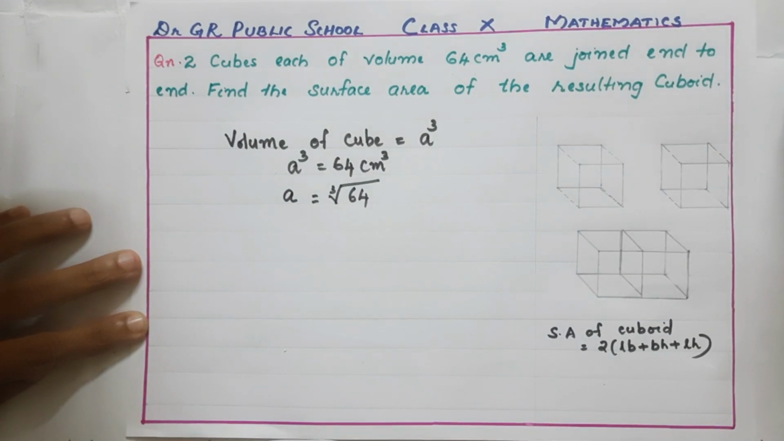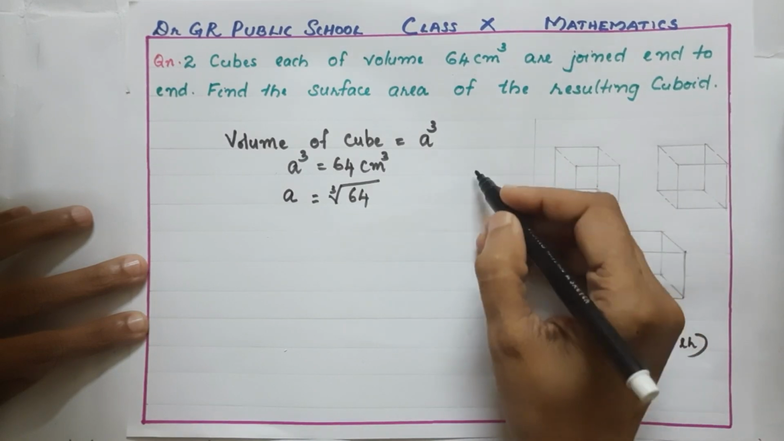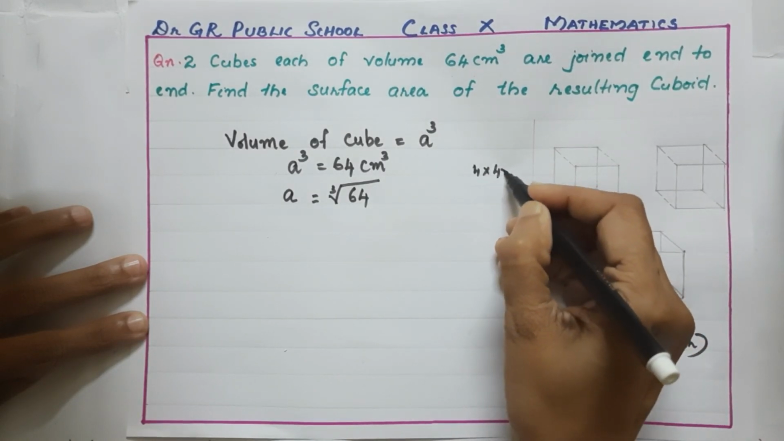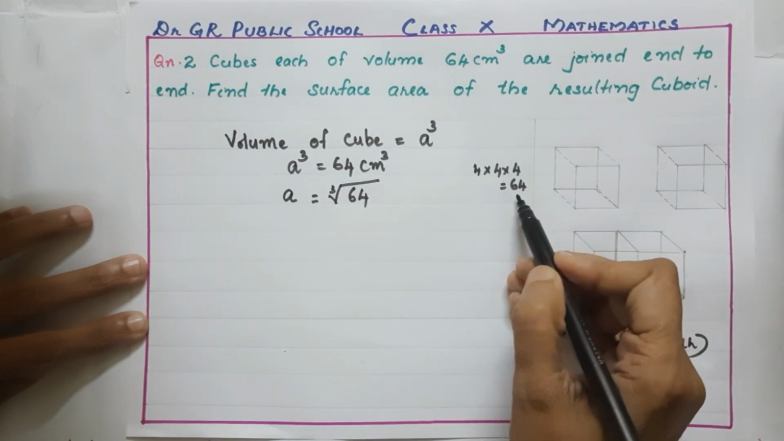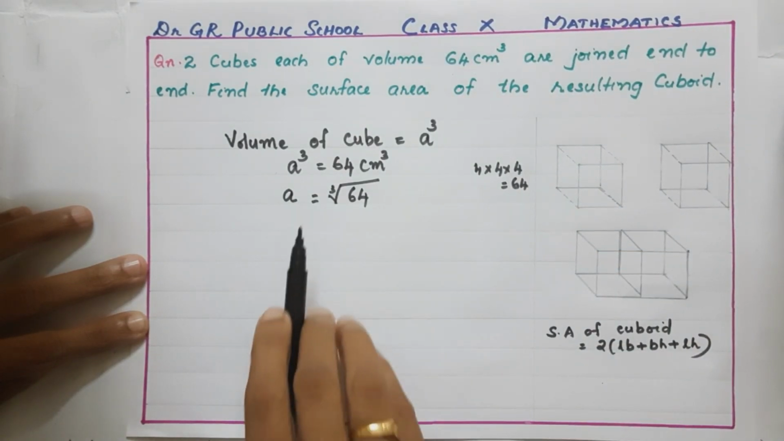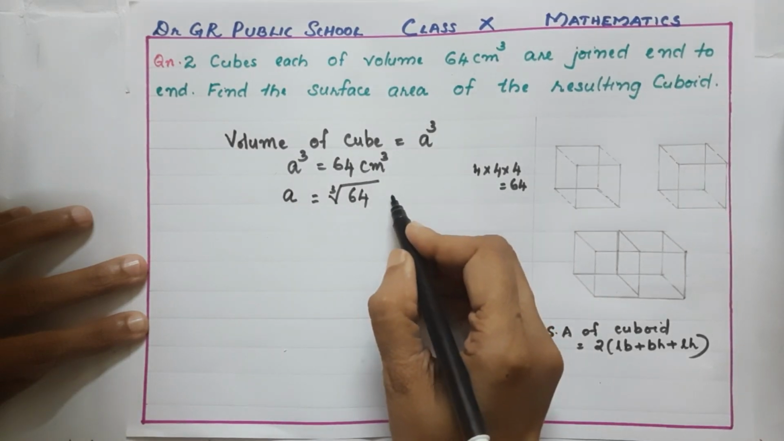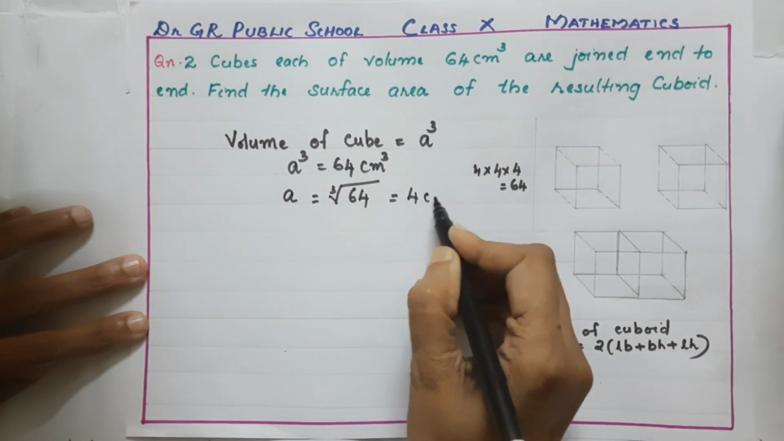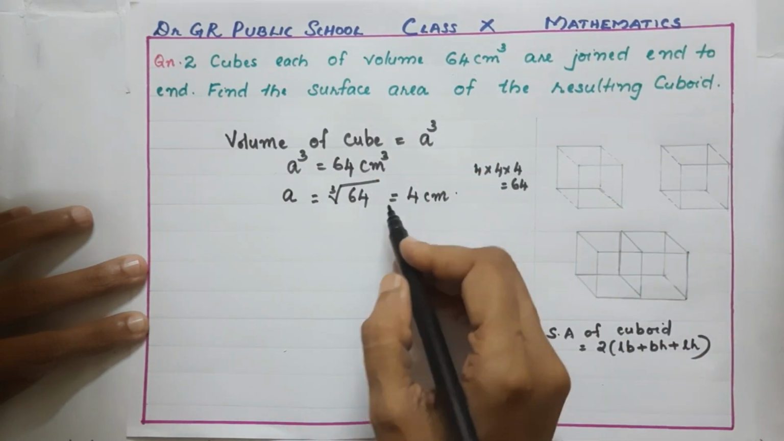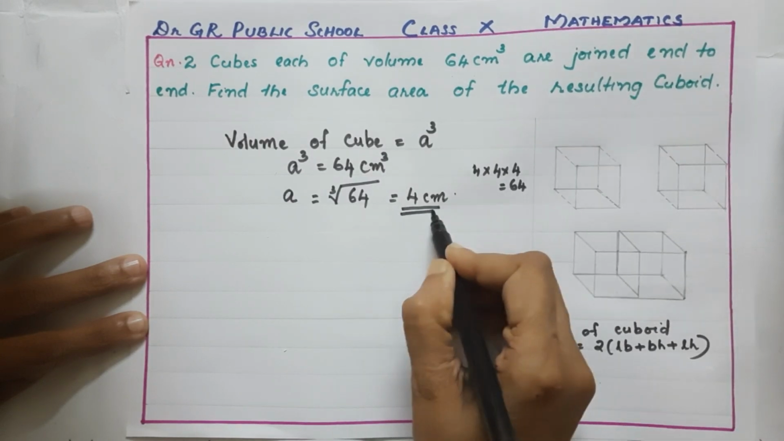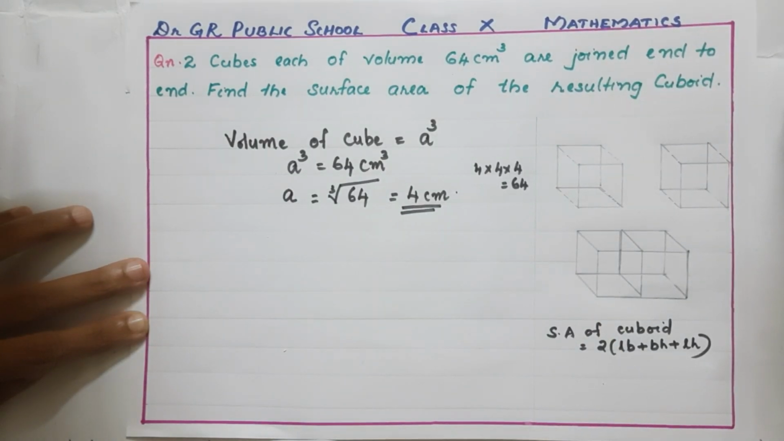And here also we have to take the cube root of 64. How will you get the cube root of 64? We know 4 into 4 into 4 is 64. 4 into 4 is 16, 16 into 4 is 64. So what is the cube root of 64? It is 4 centimeter. So a, the edge of the cube, is 4 centimeter.